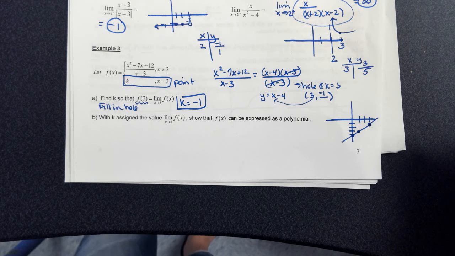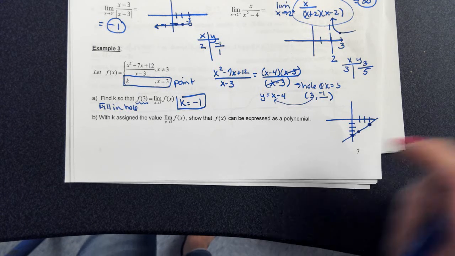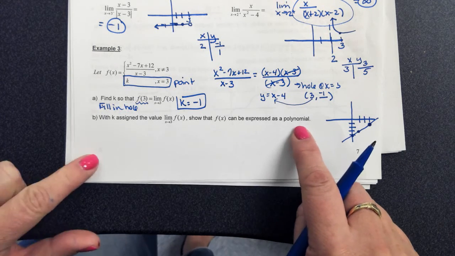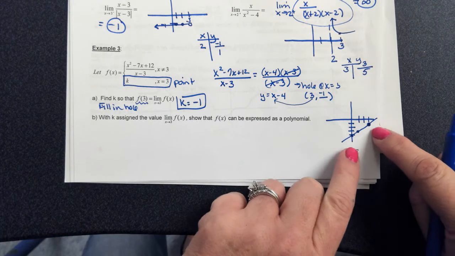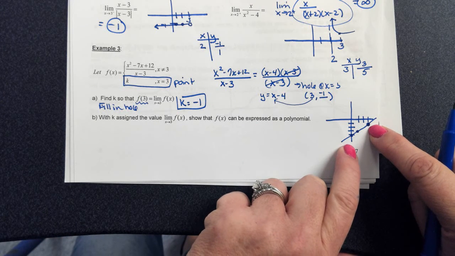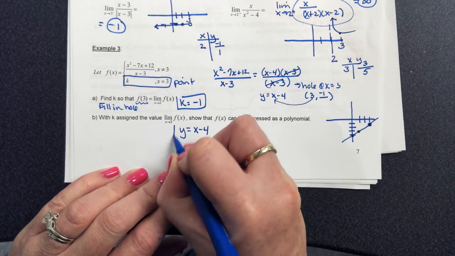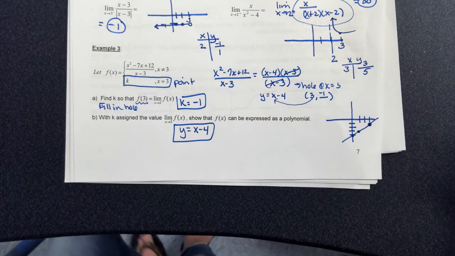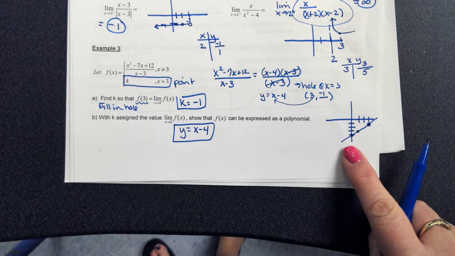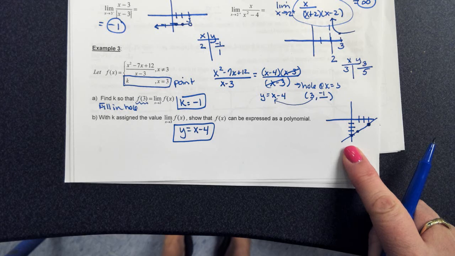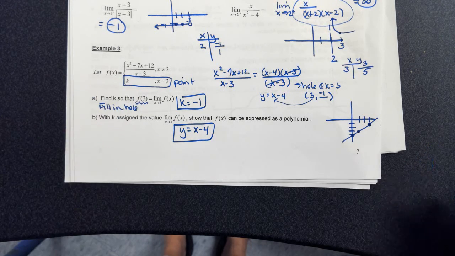So now, with k as the assigned value, and the limit as x approaches 3, show that f of x can be expressed as a polynomial. This is your polynomial. Remember, lines are polynomials. What is the equation of this line? The equation of this line is simply what? Y equals x minus 4. Now that you filled in the hole, this is now what this graph represents. It's just this equation of your line once you fill in the hole. With the hole, it's back to the original expression.